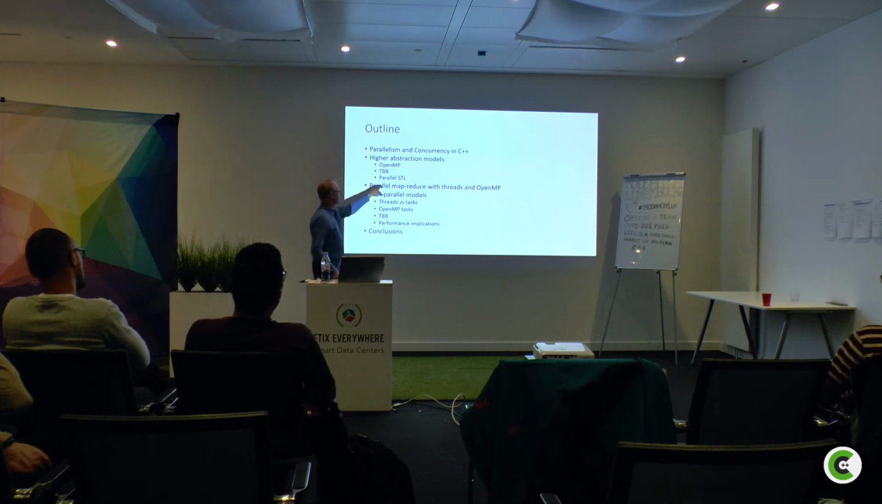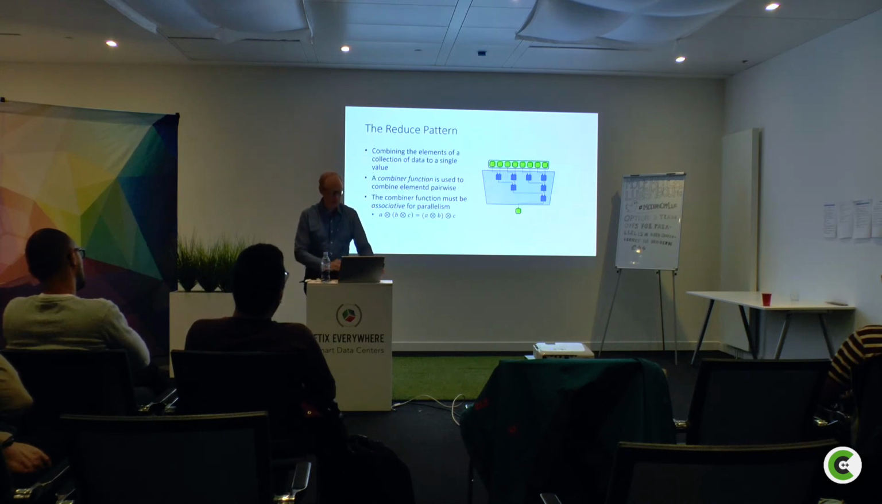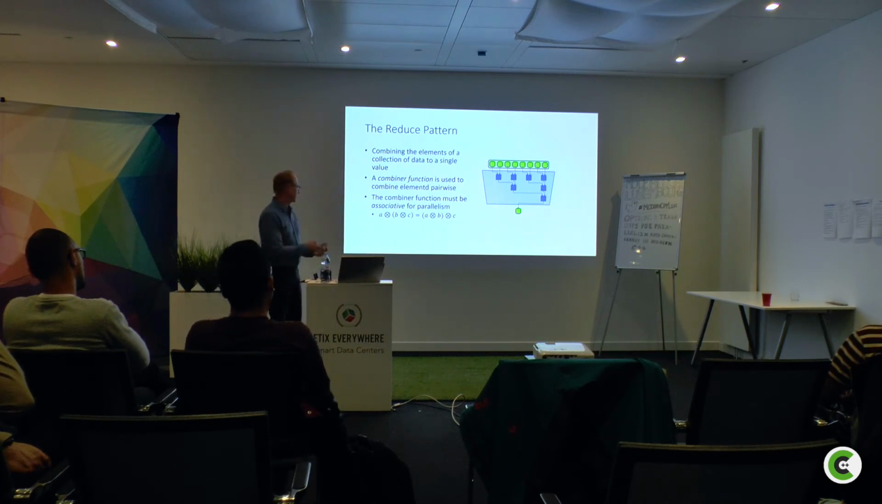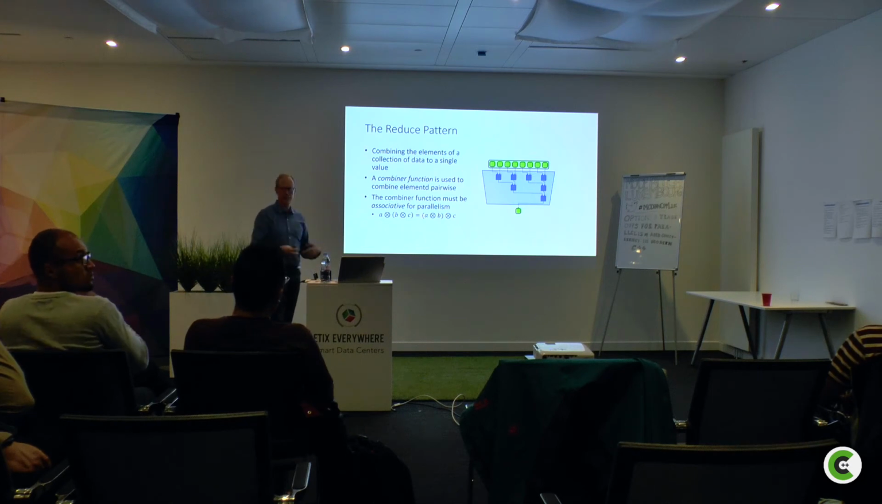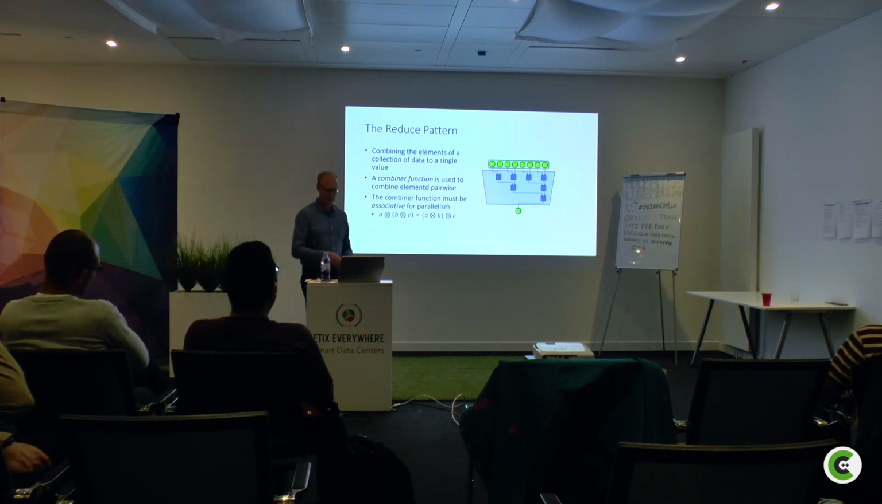I want to talk a little bit about OpenMP and how to deal with other patterns, like the reduce pattern. The reduce pattern is where you want to combine many elements into one single scalar element. You have a combiner function, denoted by these blue boxes here, that combines the values, and it has to be associative, otherwise the order is important.